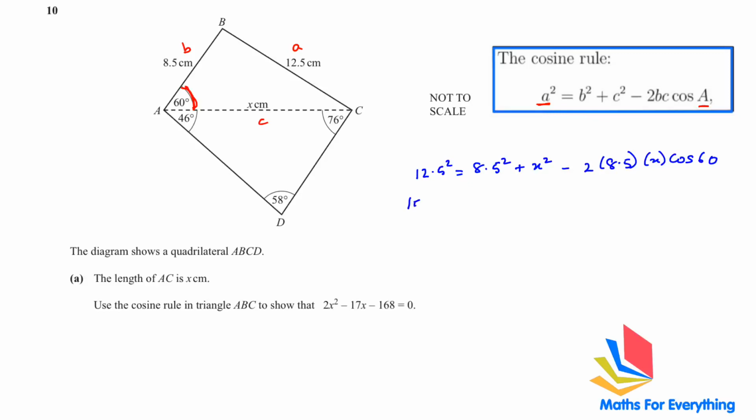This will be 156.25 and 8.5 squared will give us 72.25 plus x squared. Now in the calculator, you can input the value 2 times 8.5 multiplied by cos 60. And we will get the answer negative 8.5, and this x we write here. Now let's bring everything on one side.